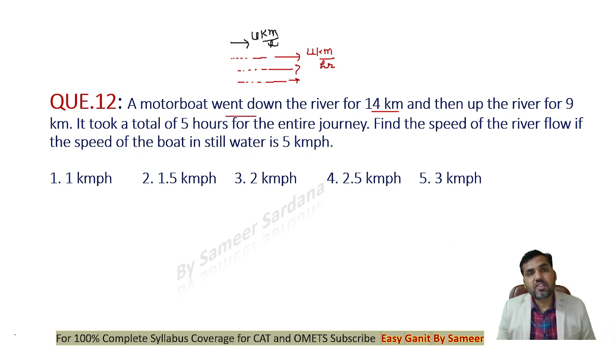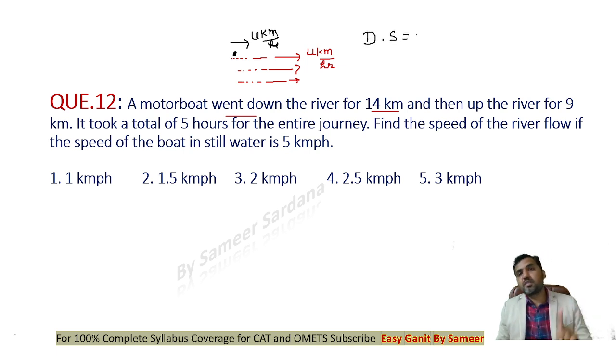Let's say that you are swimming in this stream at a speed of v kilometer per hour in the direction of the stream. When you're moving in the direction of the stream, that is known as downstream speed. In downstream speed, both speeds will be added.